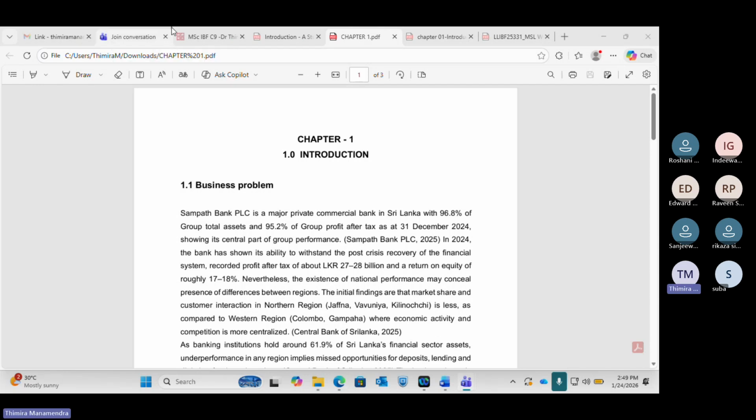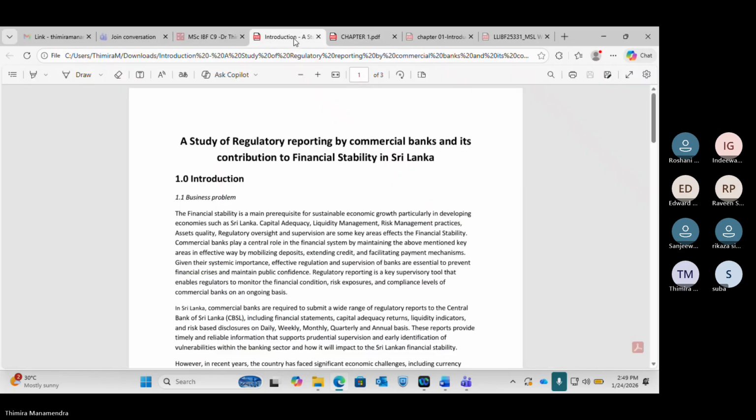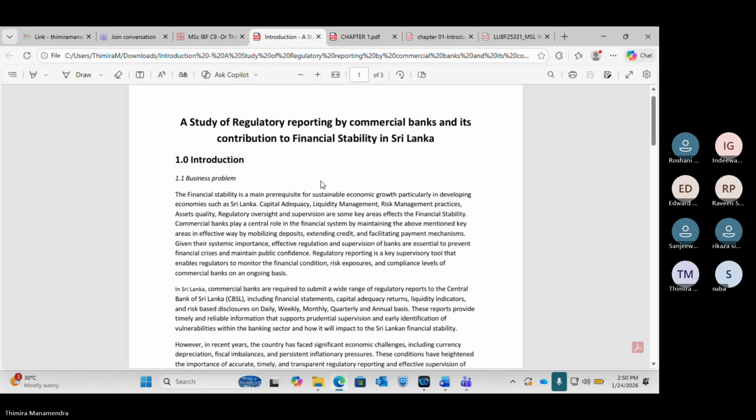Let's move into your individual reports. Oops. I'll leave Subha's one, then I'll take that later, okay? Whose one is this? It's me, sir. Okay, Roshini.